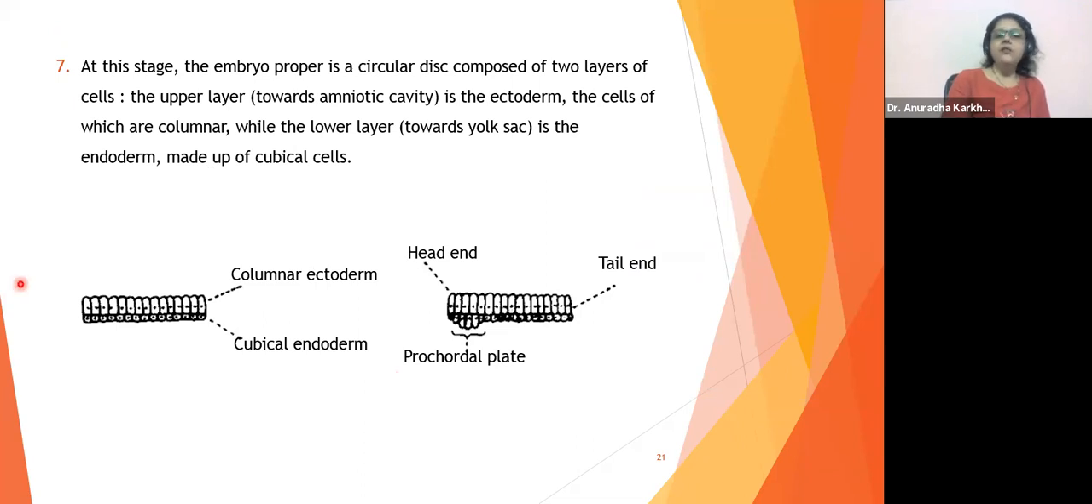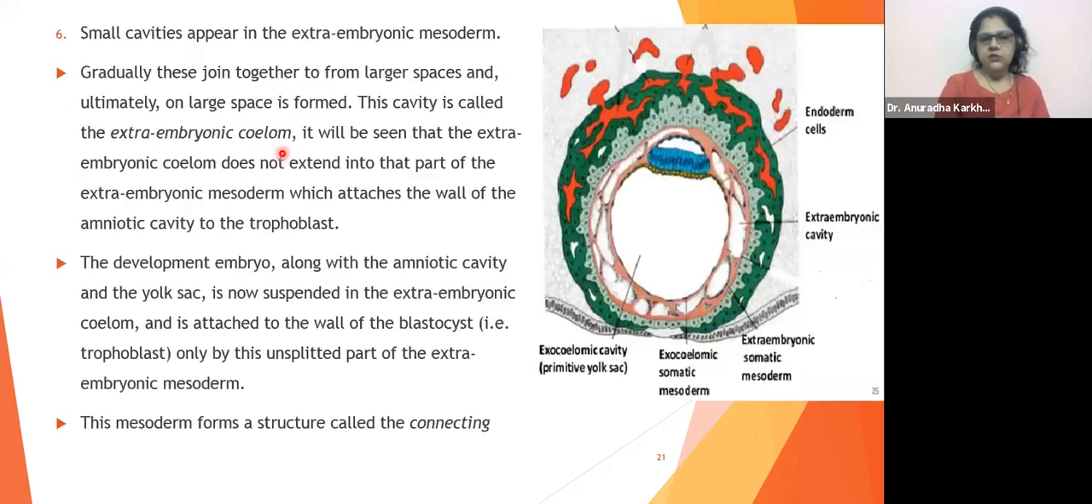Anyway, so at this stage, the embryo proper is a circular disc composed of 2 layers of cells. The upper layer towards the amniotic cavity is the ectoderm, and the cells are columnar, while the lower layer towards the yolk sac is the endoderm, made up of cuboidal cells. So here is going to be a ring. You can see a ring, blue and yellow color के ऐसे rings दिखाई देते हैं हमें, right? So this is the cuboidal endoderm and this is the columnar ectoderm.